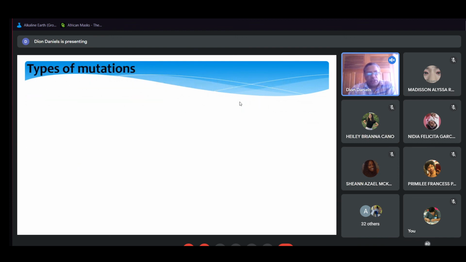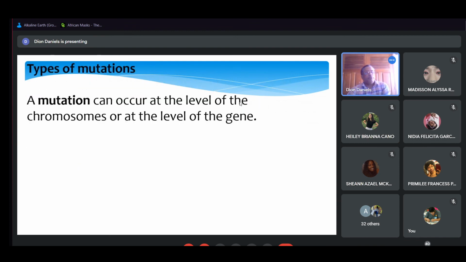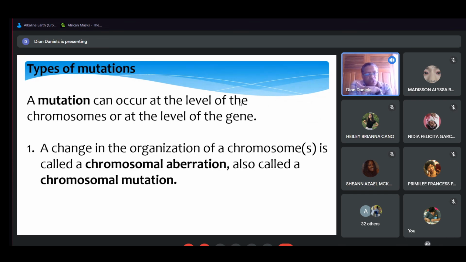Types of mutations. A mutation can occur at the level of the chromosomes or at the level of the genes. A change in the organization of a chromosome is called a chromosomal aberration or chromosomal mutation. All right? So remember, when we talk about genome mutation, we're talking about a change in the genome that affects the chromosome number. All right?